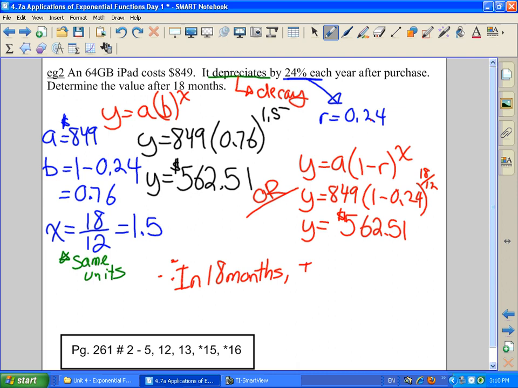So therefore, in 18 months, the iPad will be valued at $562.51.